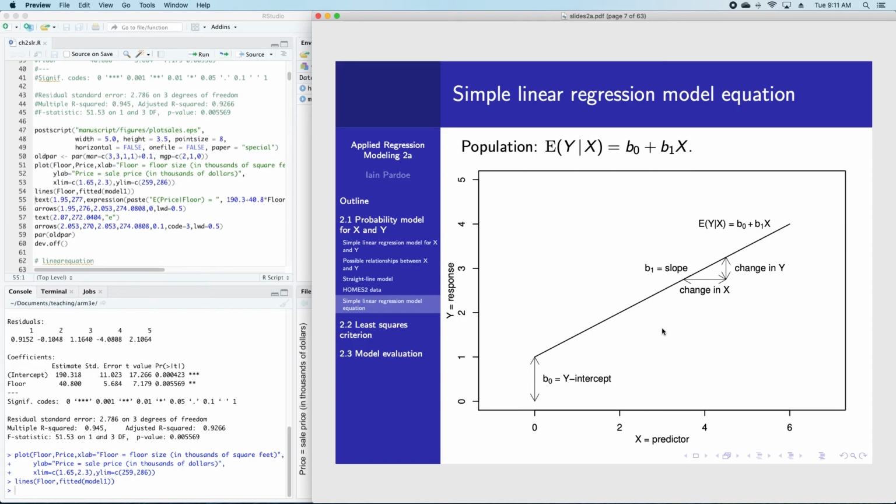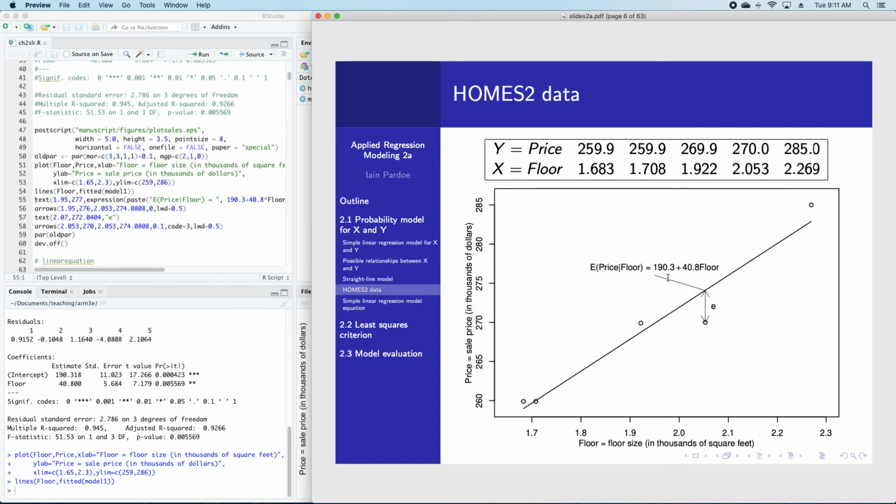And what we'll look at next is how we get these numbers, these parameters that I mentioned, the 190.3, that's the estimated intercept, and 40.8, that's the estimated slope. How do we get these numbers from a particular data set? We'll look at that in the next video.